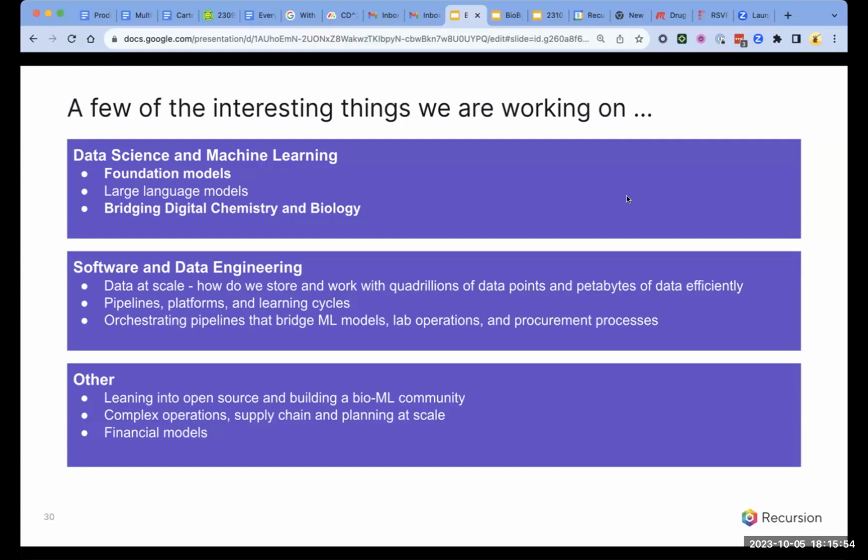And finally, in this miscellaneous bucket, we're also thinking a lot about how we lean into this open source side of things, build a bio-ML community, how we manage complex operations, supply chain, and planning at scale, and how we build financial models for how we do drug discovery in this new imagined world.